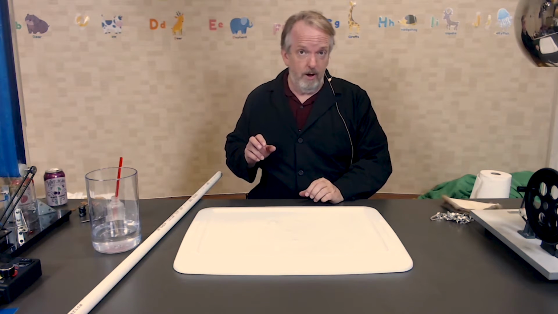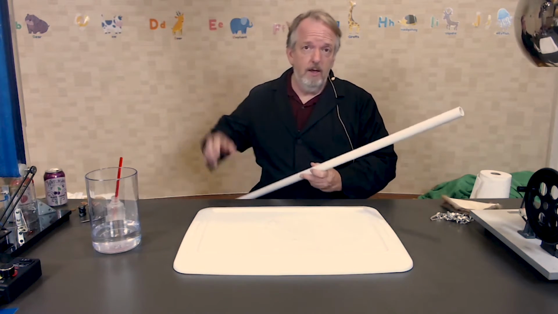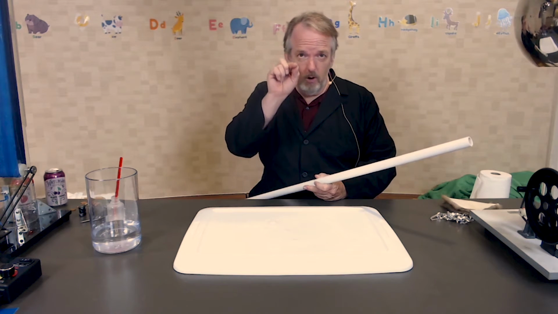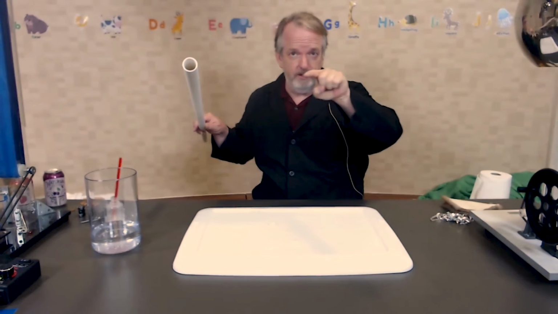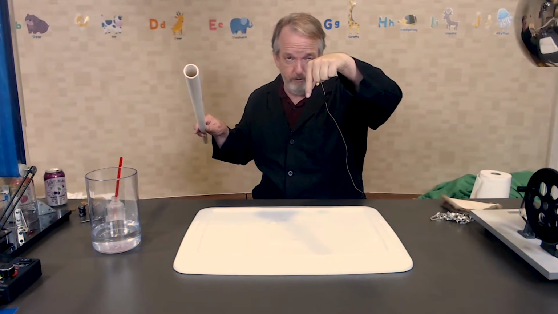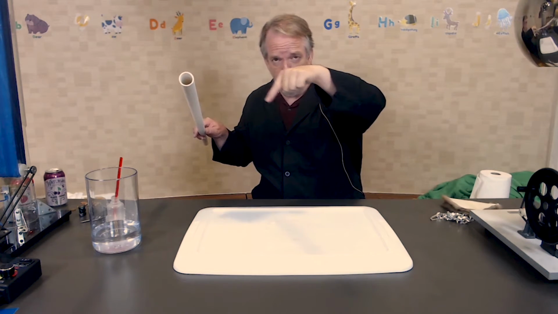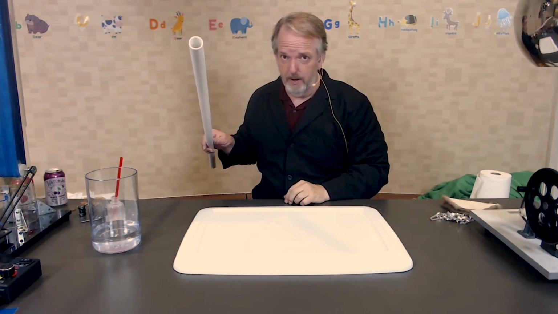Well, you could also try doing the same thing, turning the water on in your sink, letting the water run very slowly, putting this next to it when it's charged up, and you should see the water that's dropping, you should see it moving toward the PVC pipe.